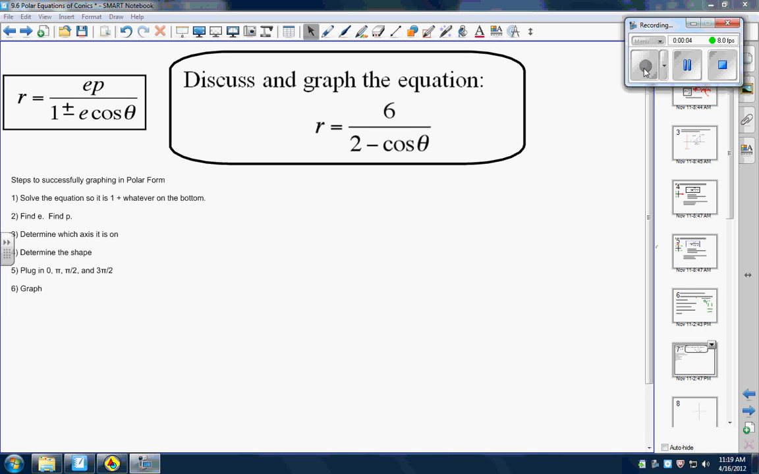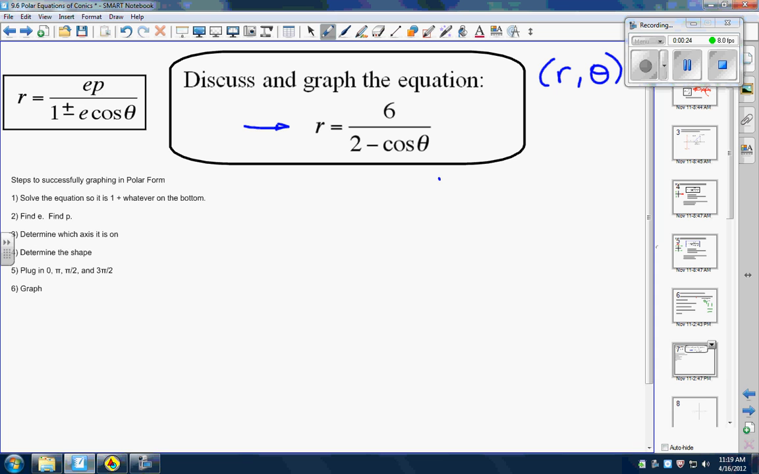So let's walk through one of these guys here. Discuss and graph the equation r equals 6 over 2 minus cosine theta. So we know it's clearly polar because it's an r. All our polar things are going to be r comma thetas. So if we can plug in some thetas, we can find r's.